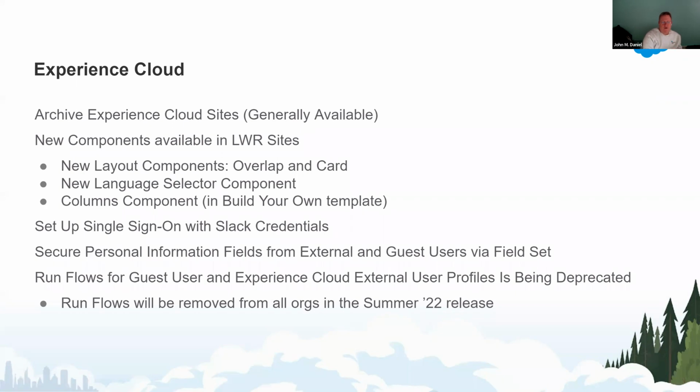There are a couple of cool new components that can be added to Experience Cloud pages. The overlap and card layout components, they're good. They're going to be interesting as far as giving you different options as far as how to lay things out. And obviously, as the name implies, the overlap allows you to sort of get that splash so that you can overlap some images and stuff like that. So the language selector component now gives you the ability to actually change the language on the fly in the Experience Cloud. And there's also this columns component.